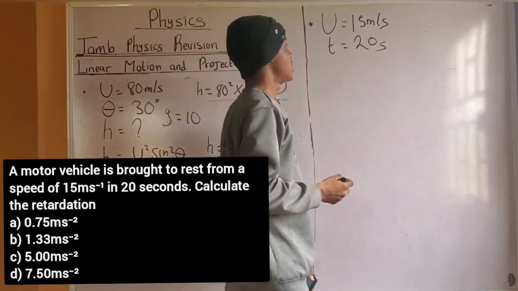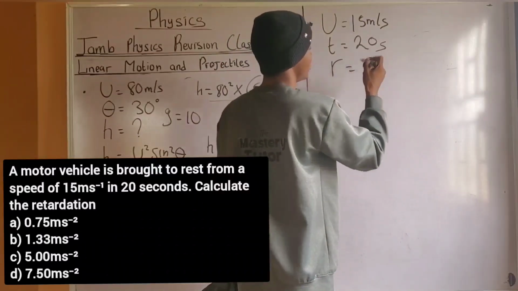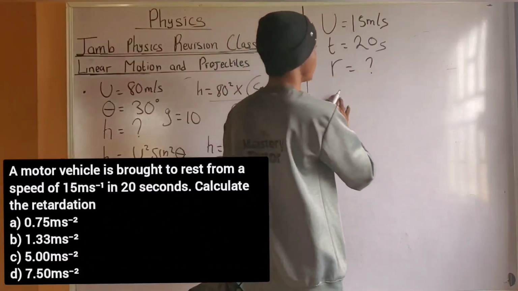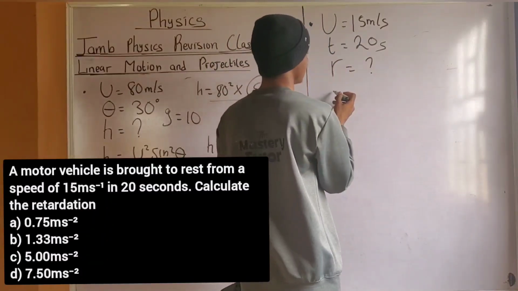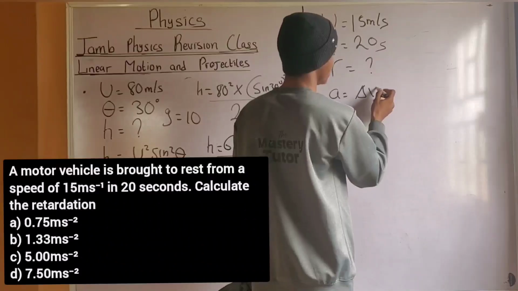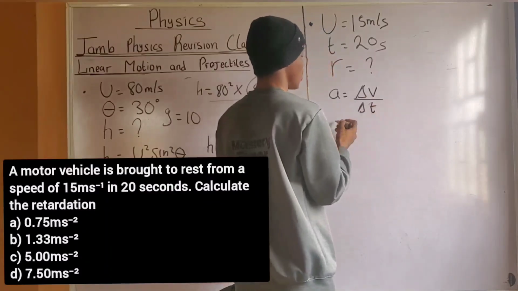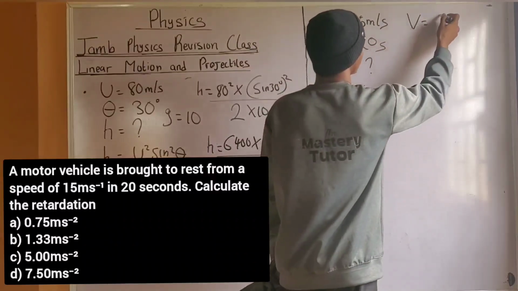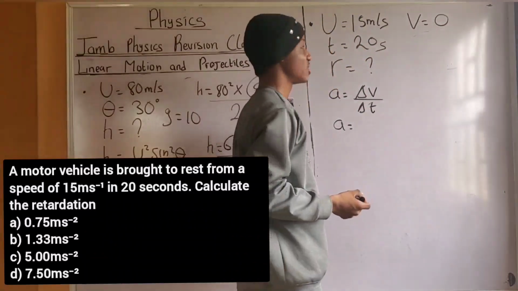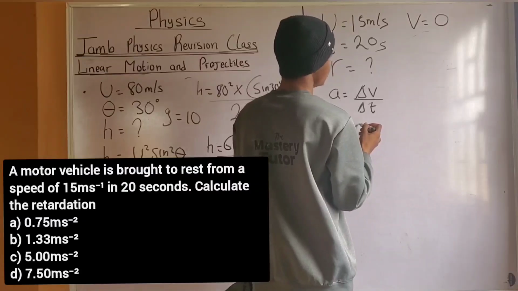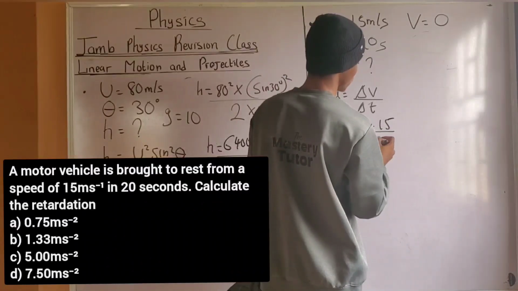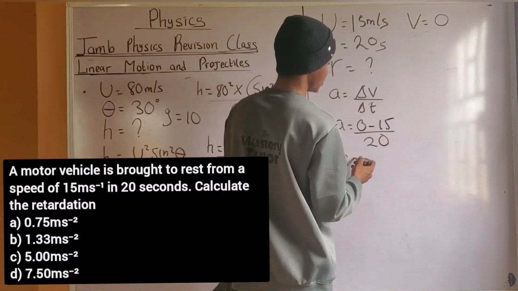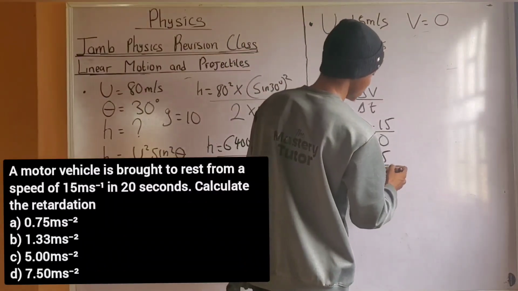Now, we want to find the retardation. Retardation is negative acceleration. Are you getting it? So to get the retardation, all you have to do here, don't forget that acceleration is equal to change in velocity all over change in time, right? So acceleration is equal to, now the velocity v will be equal to 0. Are you getting it? So I'm going to have here 0 minus 15 all over 20.